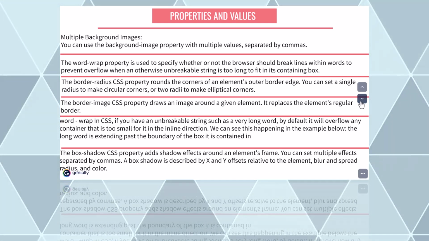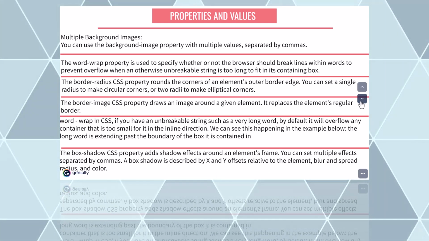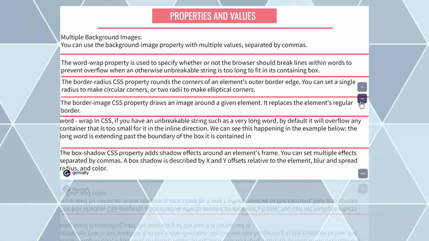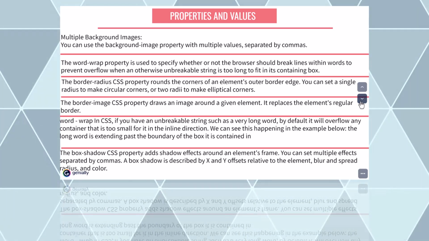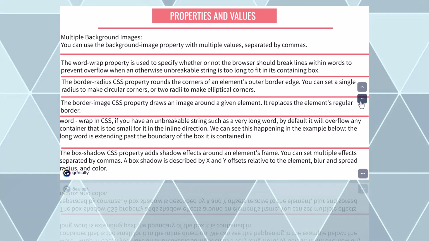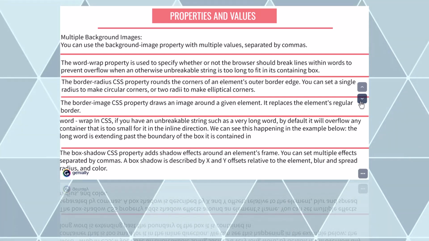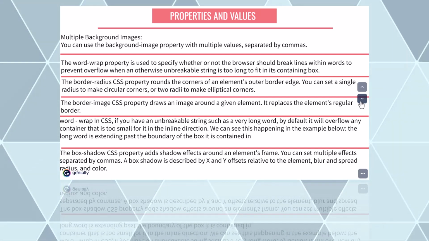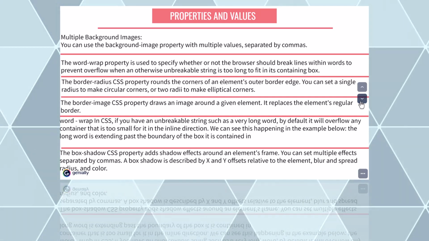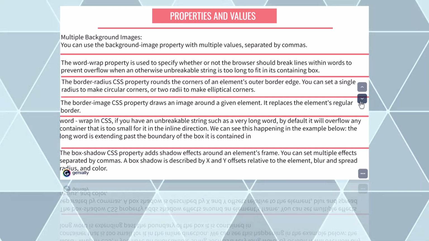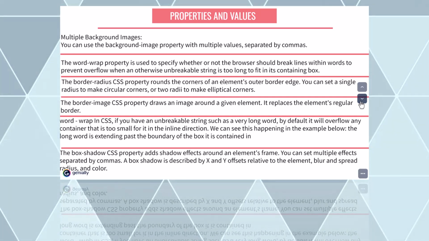The border radius. The border radius CSS property rounds the corners of an element's outer border edge. You can set a single radius to make a circular corner or two radii to make elliptical corners. There's just two radii because it's radius.